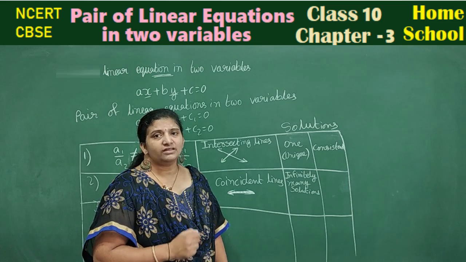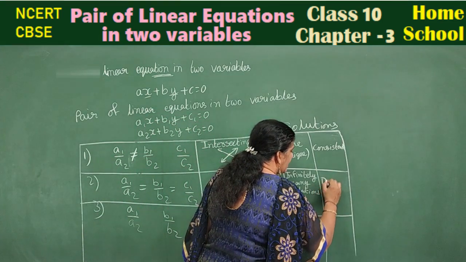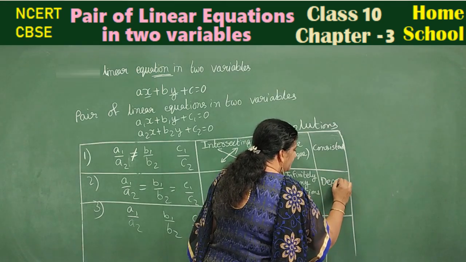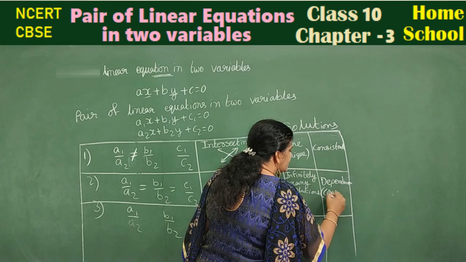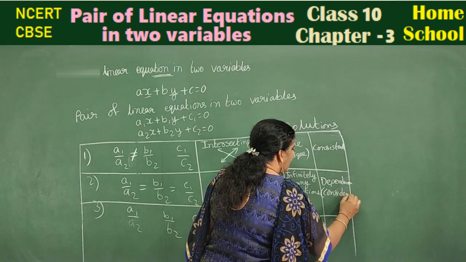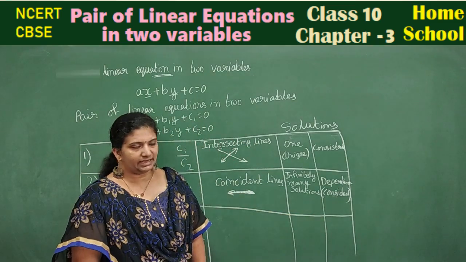That means the type of lines are dependent, and consistent. The pair of linear equations are dependent and consistent.